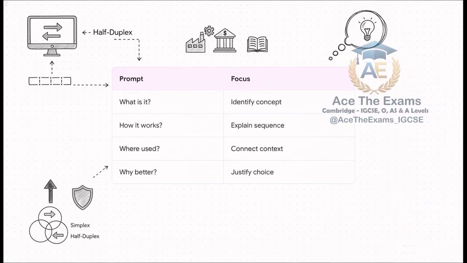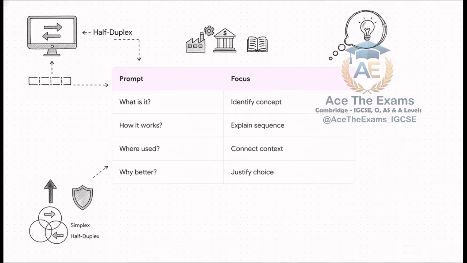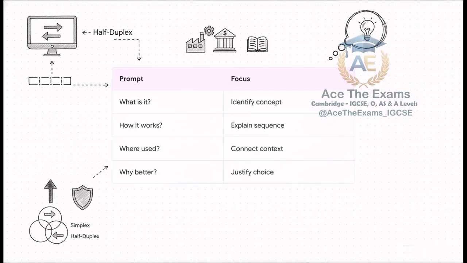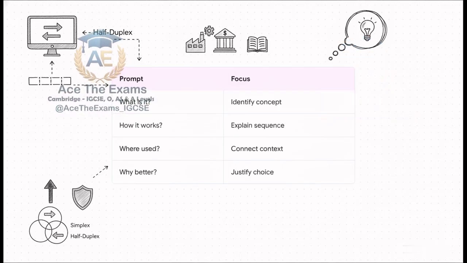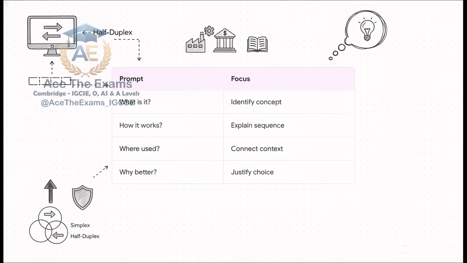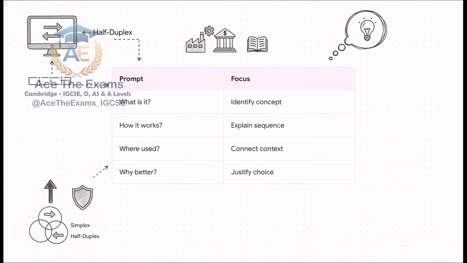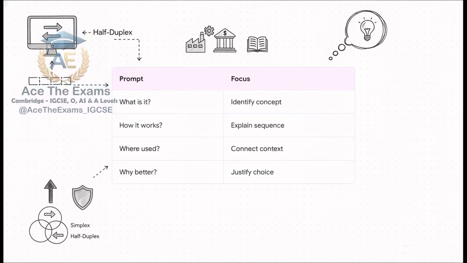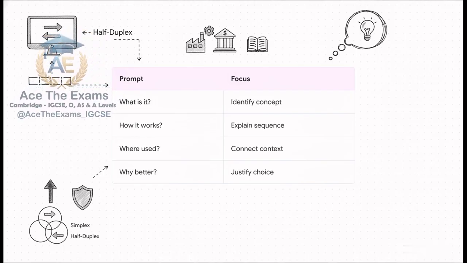Number 2, how does it work? Explain the step-by-step mechanism. Number 3, where is it used? Connect it directly back to the exam's context, the factory, the bank, the school. And number 4, why is it better? Justify the design choice. Why exactly is half duplex better than simplex here? If you can speak these 4 answers aloud, you own the topic. If you stumble, you need another revision cycle.